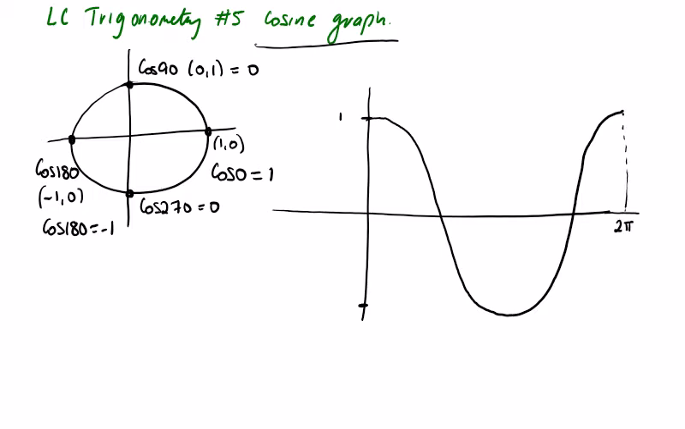360. We have a minus 1. When did we get minus 1? The cos of 180. So this is halfway across. This is pi.